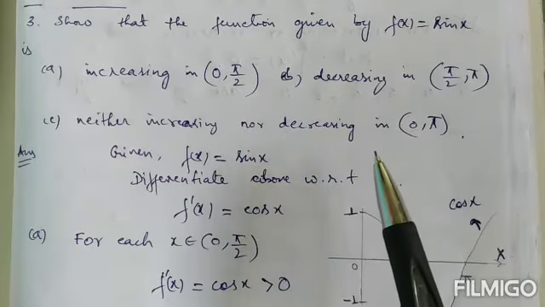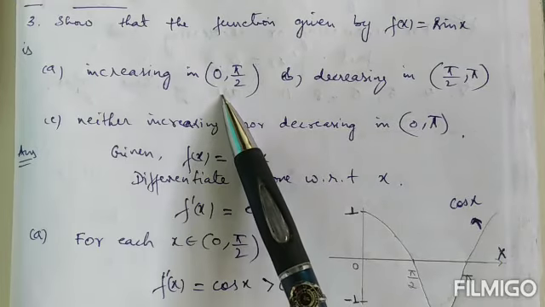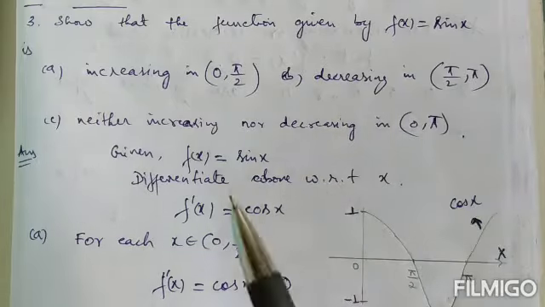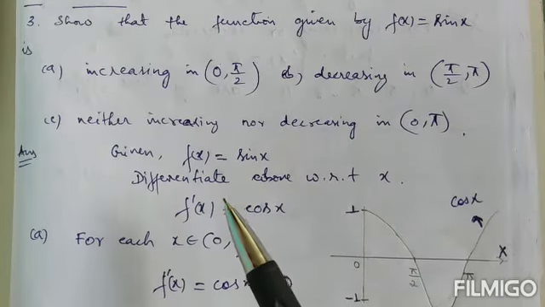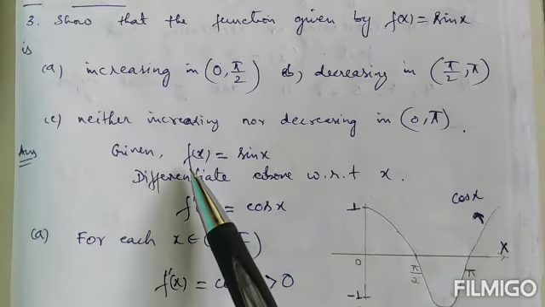That means from here, from 0 and then to pi. That means the whole interval, including A and B. So for proving this one, we will do as usual.